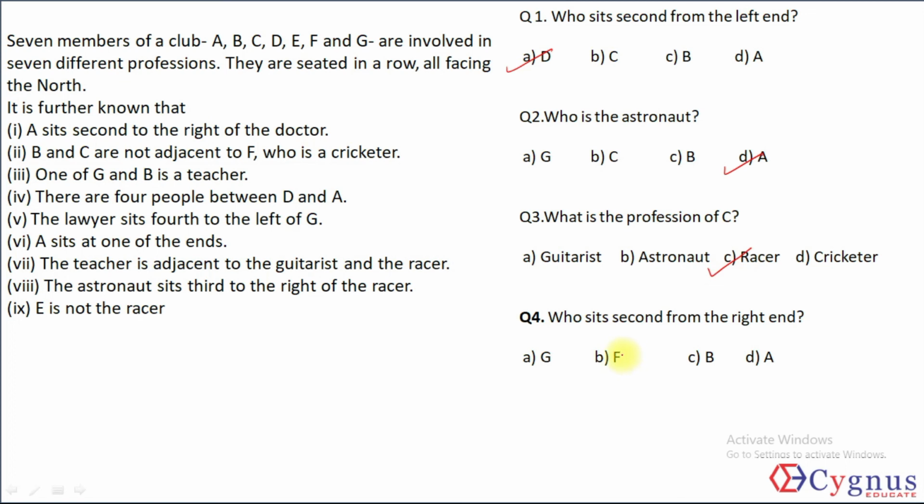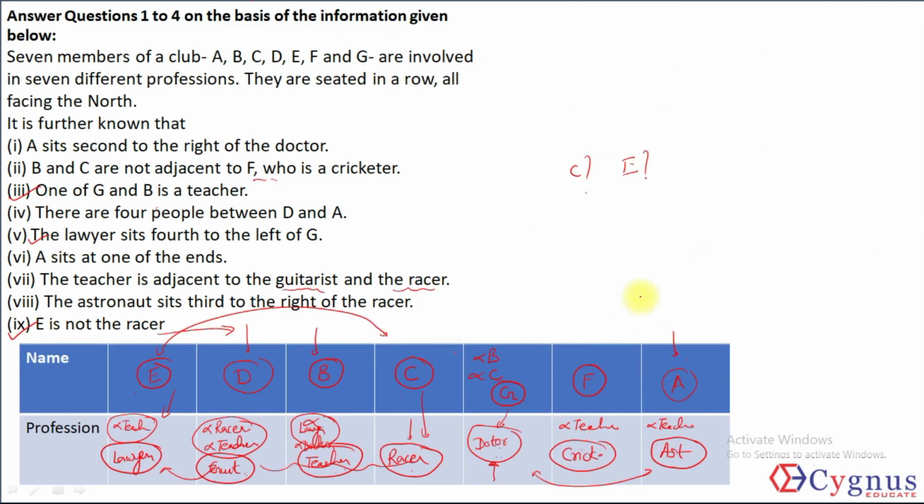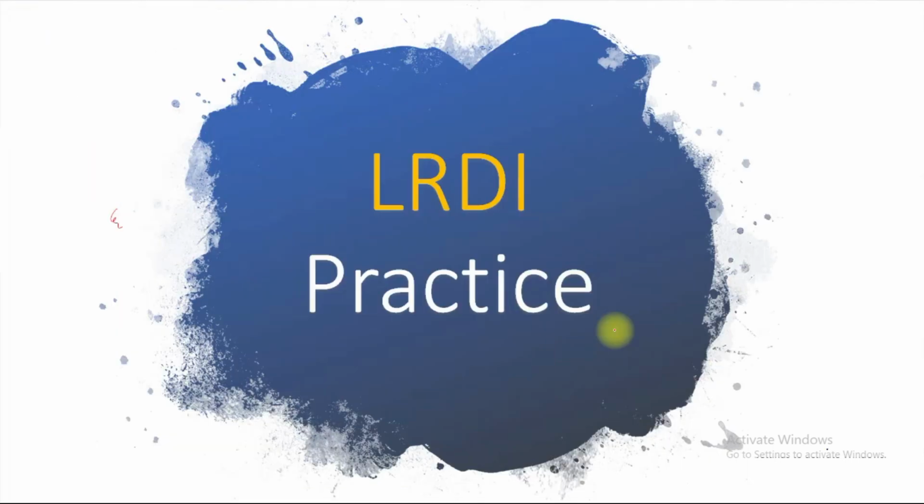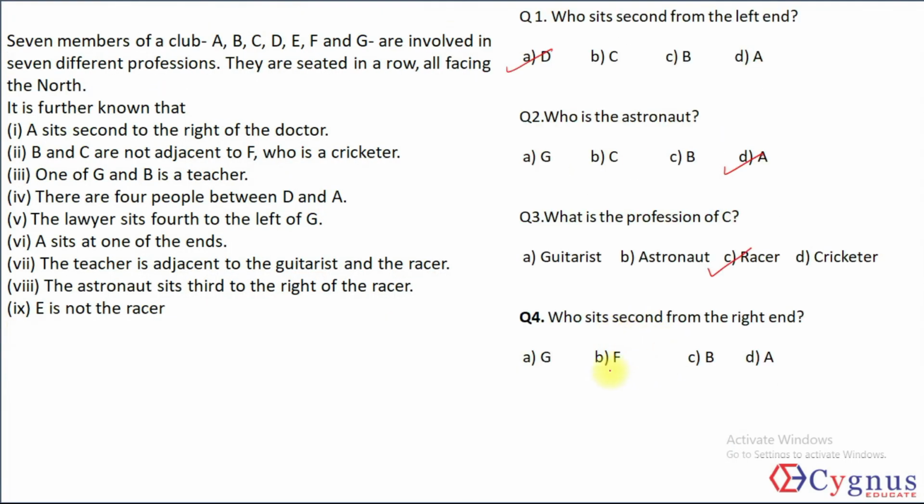Who sits second from the right end? This is right end. Who's sitting second from the right end? Cricketer, and his name is F. So my answer becomes second option. Fine. This was a tricky one because you need to match their position as well as profession. Thank you.